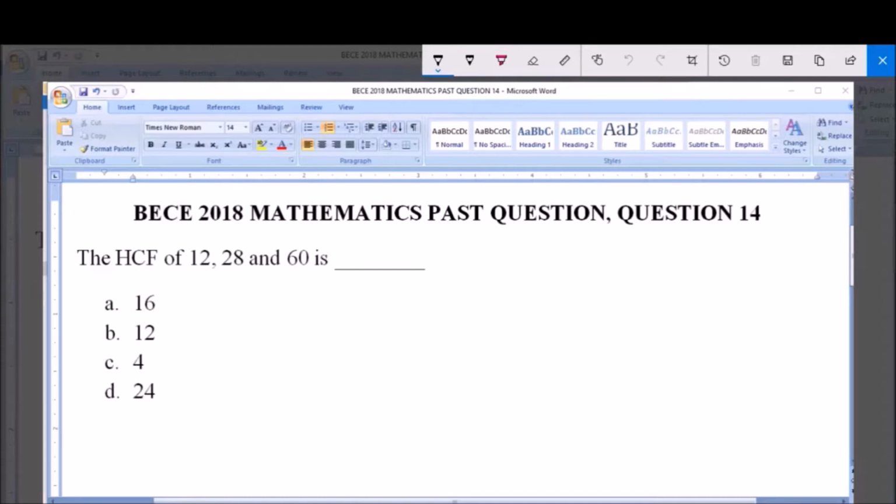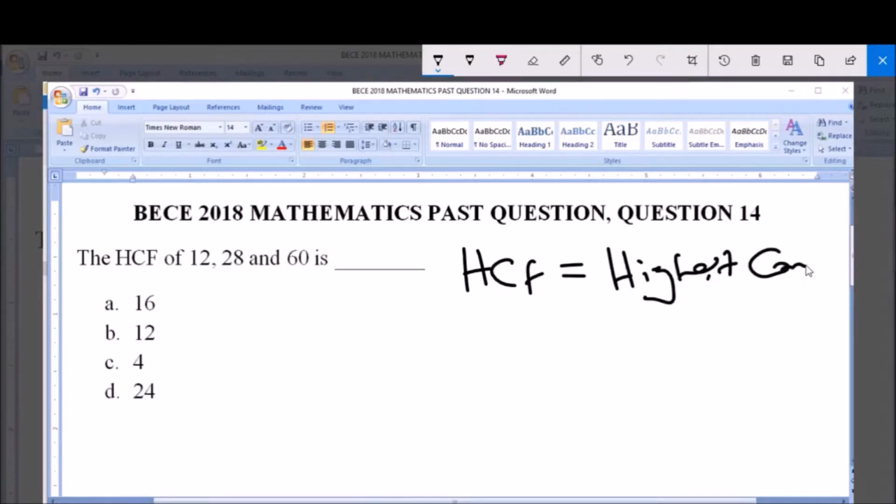And like we know, HCF simply means what? HCF simply means highest common factor. And now I'm going to explain. Highest common factor simply means what?